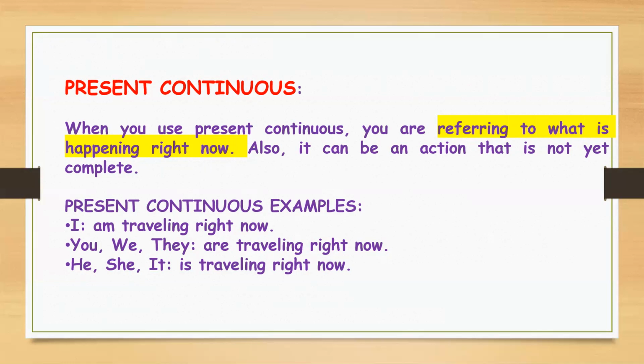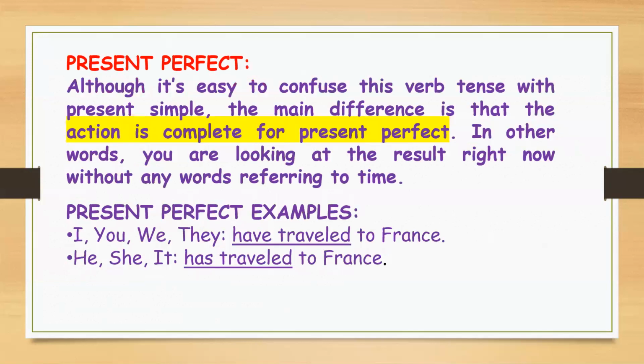Also, it can be an action that is not yet complete. So I'm teaching you, it is not yet finished. So I'm continuing my work. So I am just recording my video lecture. So I am recording. So it is a present continuous tense. Then moving forward with present perfect.